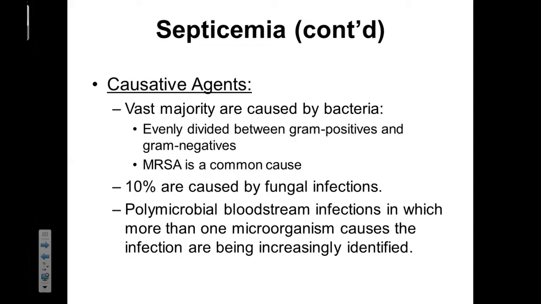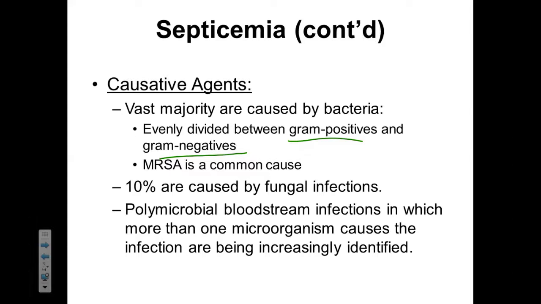The vast majority of septicemia is going to be caused by bacteria. If we look at the breakdown of bacteria, it's going to be a 50-50 split, generally speaking, between gram-positive and gram-negative bacterium. MRSA is a very common bacterium associated with septicemia. 10% of all cases of septicemia are fungal in origin, particularly related to Candida. And then we could also have a polymicrobial bloodstream infection.